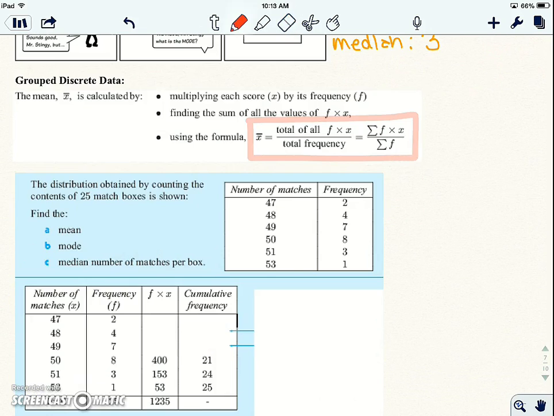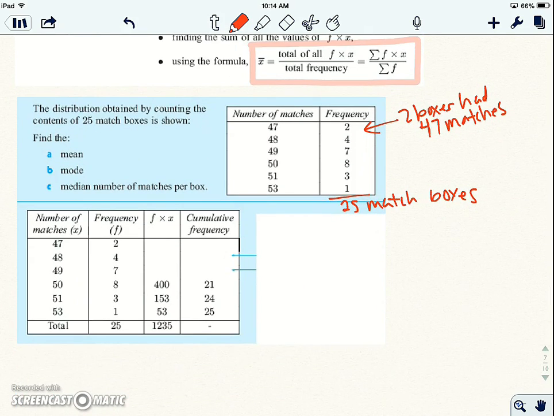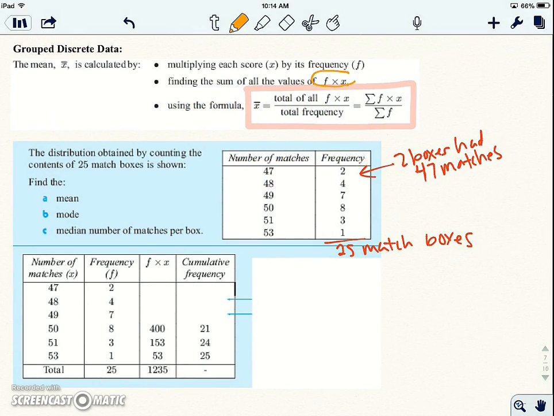So they went ahead and counted up a few boxes of matches. If you were to add up all the frequencies, they grabbed 25 match boxes and counted up how many matches were in each box. So 2 boxes had 47 matches. That's how you read this. And so on. It says find the mean, mode, and median number of matches per box. So they've gone ahead and made a frequency table. And they're telling us that in order to do this, we should multiply the frequencies by the number of matches.